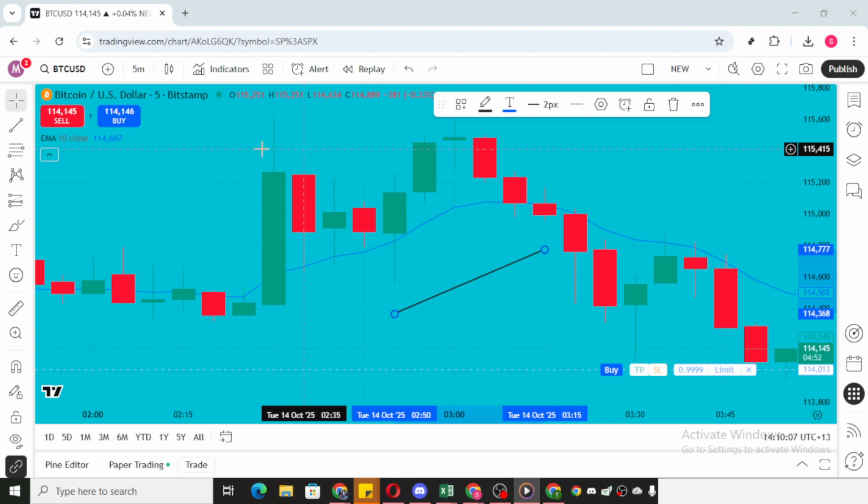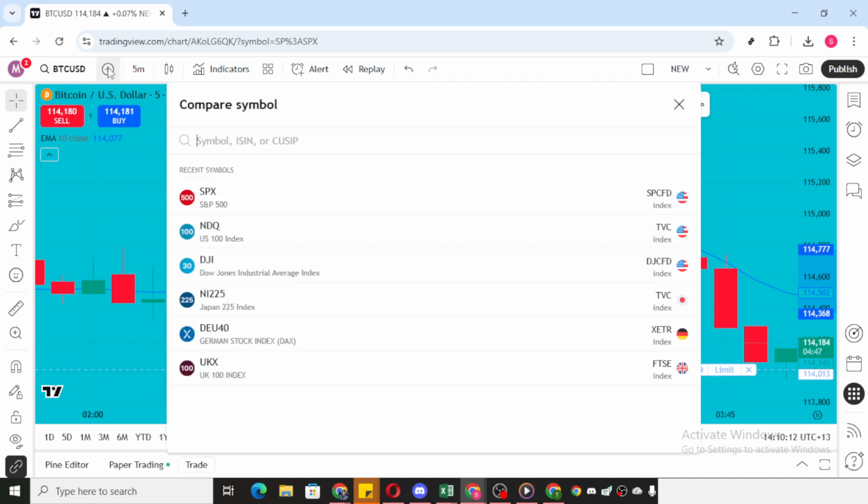Direct your attention to the top of the chart area. You'll notice a toolbar running horizontally. Find and click on Compare Symbol. This feature allows you to overlay additional charts over your existing one, creating a visual comparison. It's a feature that enhances your analytical capabilities by letting you view price movements side by side.